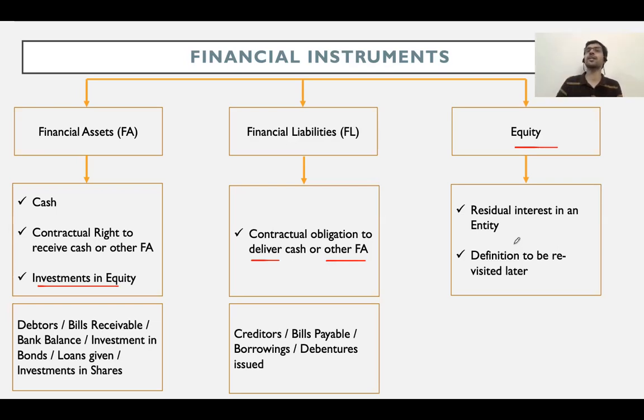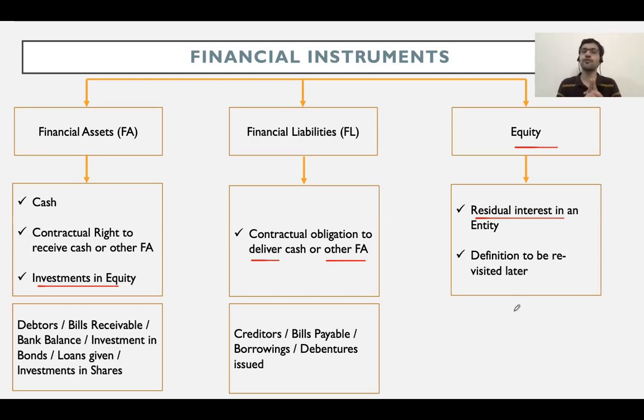Point number two is that the equity shareholders will typically receive the money only at the time of liquidation. I will liquidate all my assets, settle all my liabilities, and whatever is the residual number, the balancing amount, will be distributed among the equity shareholders. That is called residual interest in an entity. The equity shareholders have an interest in whatever is left after paying all the liabilities, and that is what we refer to as residual interest in an entity. The term equity is further defined under IAS 32, which I will come back to at a later point in time.